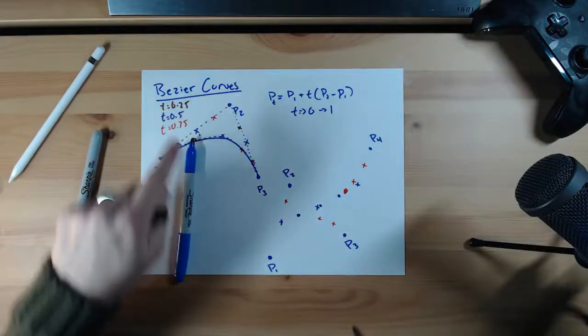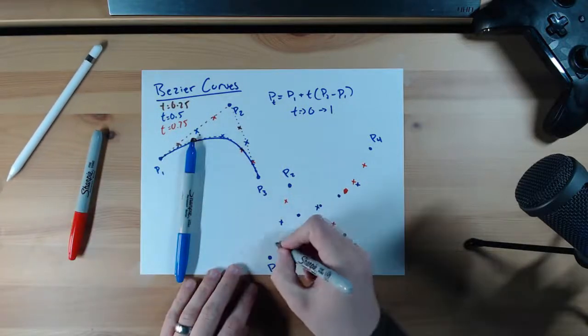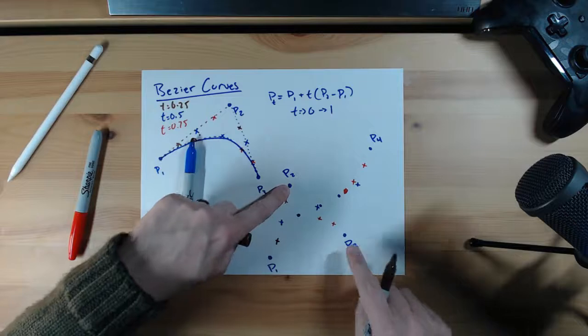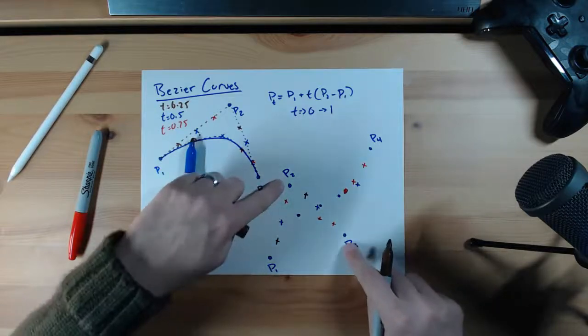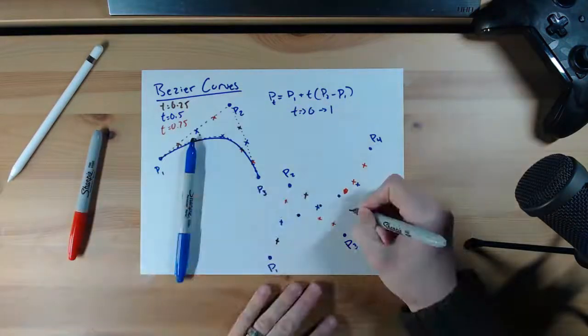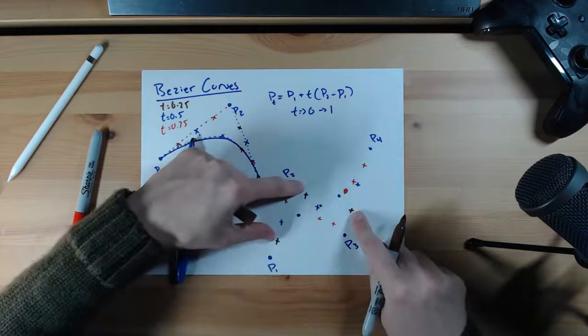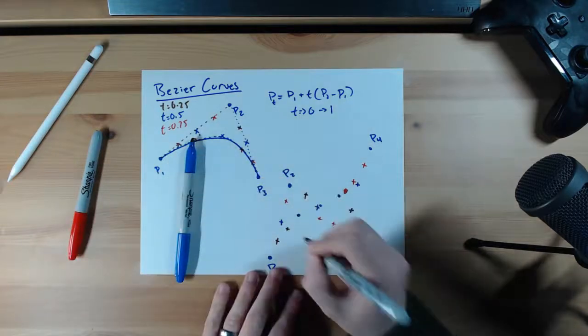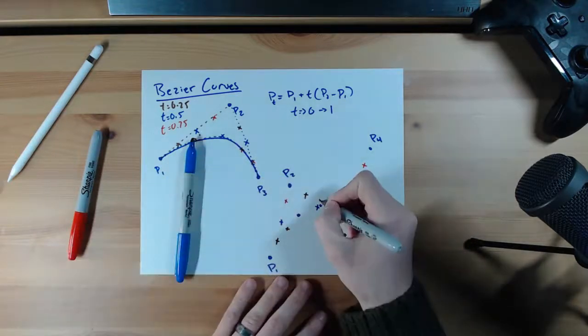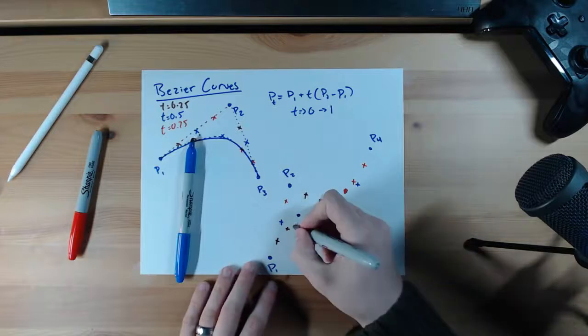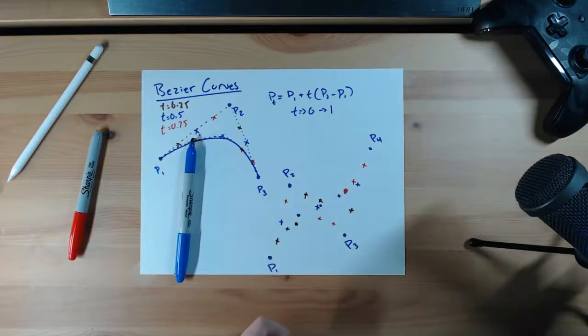Now with 0.25, same thing. P1 to P2, there's about 25%, P2 to P3, 25%, P3 to P4, there's our 25%. Now we have these 3 positions. Between these two, there's our 25%. Between these two, there's 25%. And then finally, between these 2 final points, here's about our 25%.